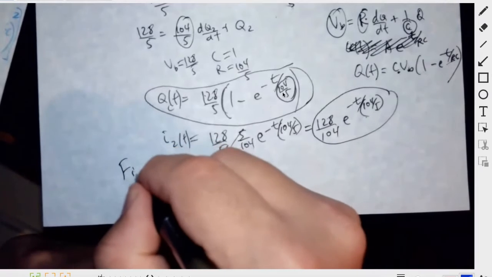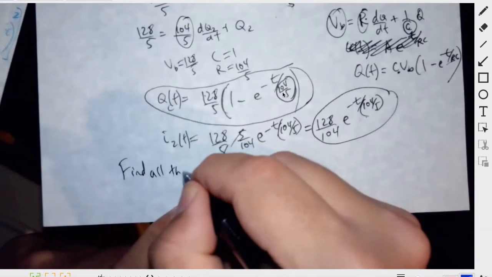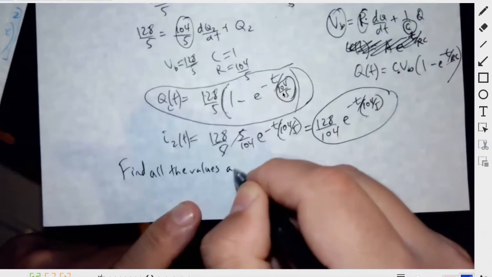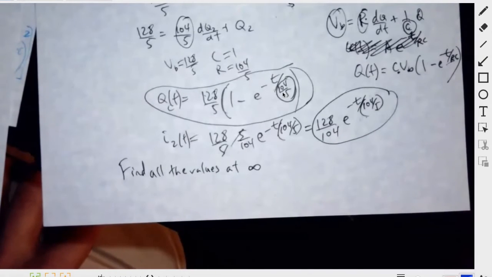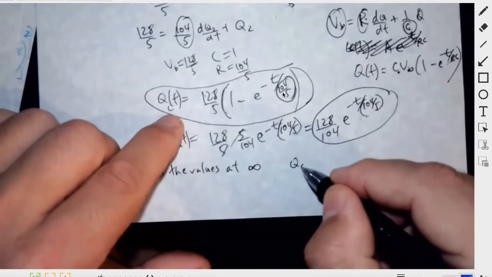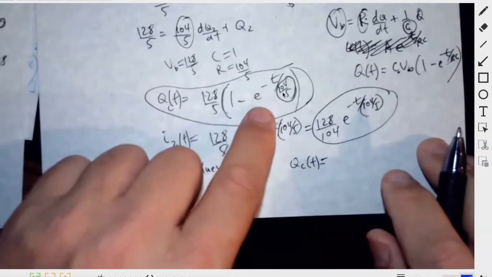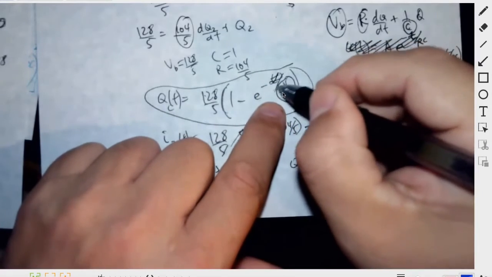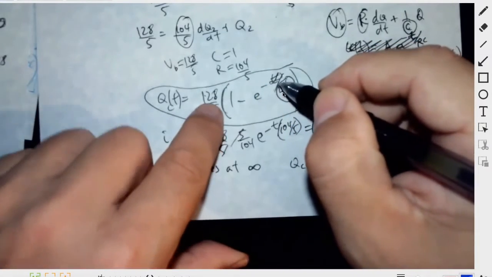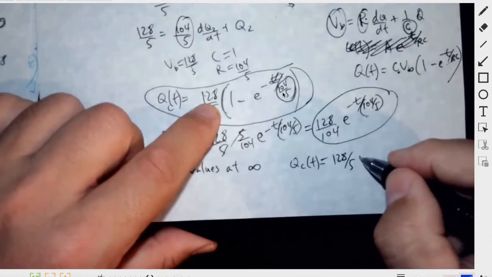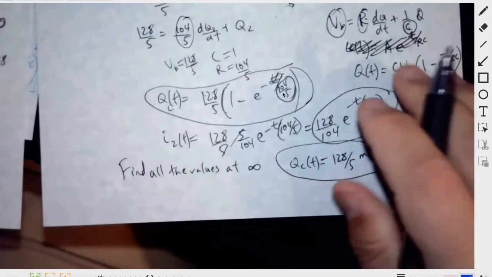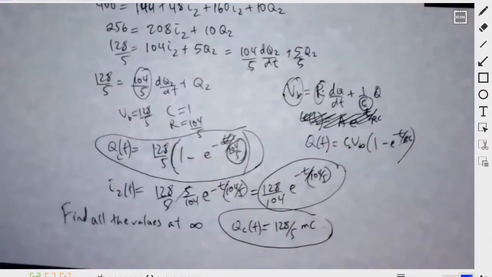So find all the values at infinity. And by infinity, we mean the circuit has been connected for a very long time. So what's going to be the QC? Okay, e to the minus infinity, so this drops to 0. So this is the final charge of the capacitors. And of course, now we can attach the millicoulombs. So let's write down all the values at infinity. Once we've got this equation, we can figure out all of them.